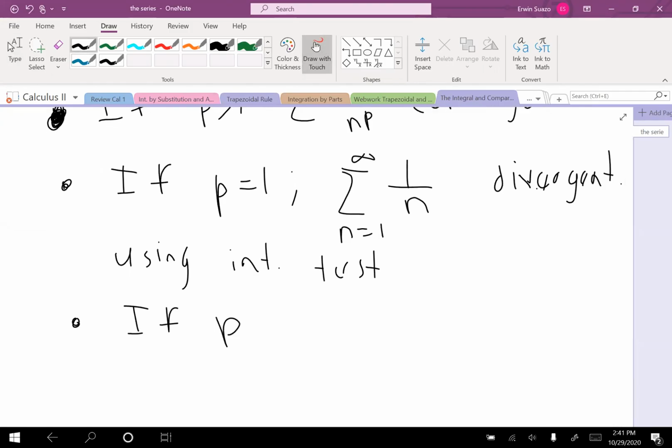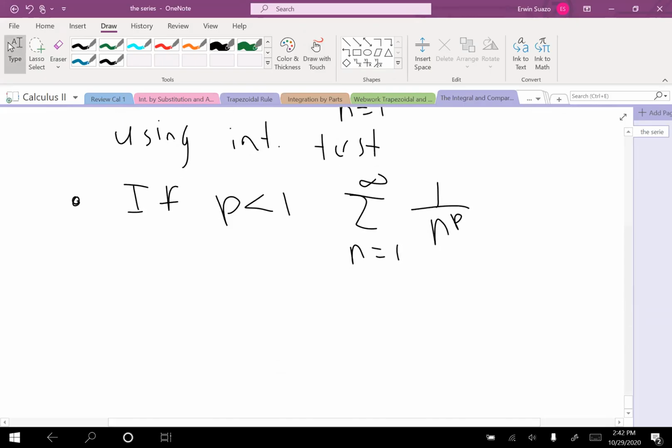If p is less than 1, we have the sum from n equals 1 to infinity of 1 over n to the p. Well, I do the same process of the integral test. So if I do p less than 1, let's say p between 0 and 1, okay?